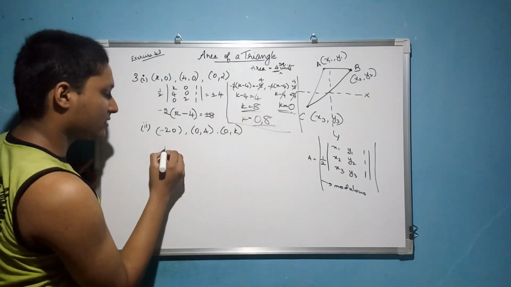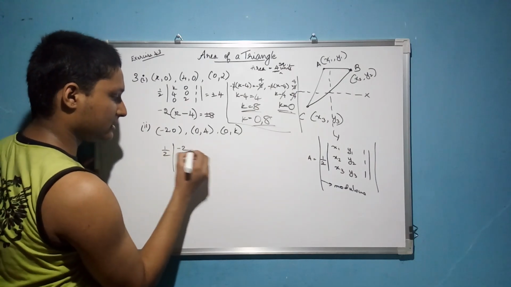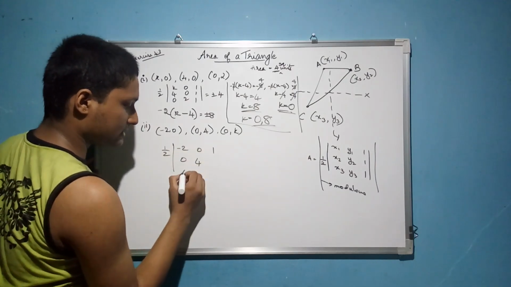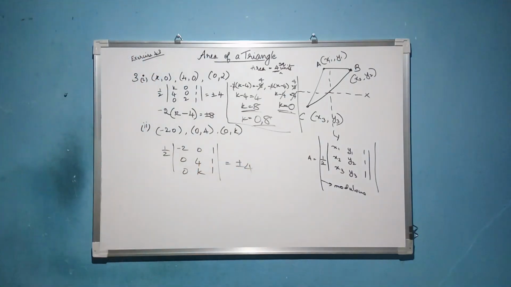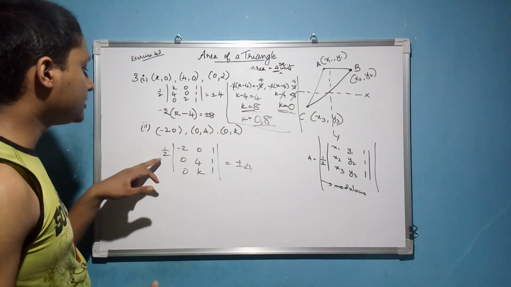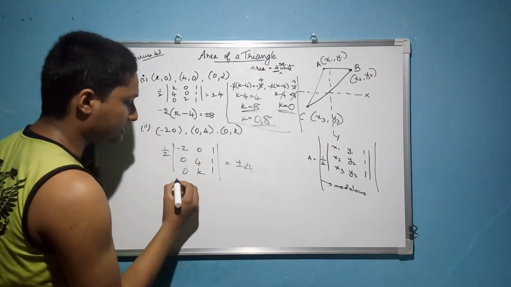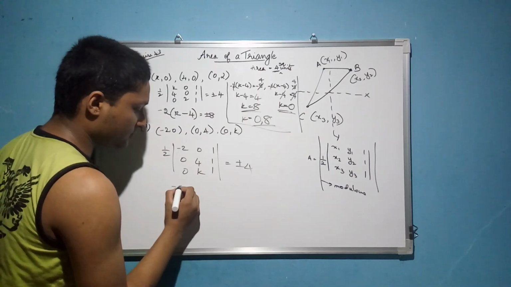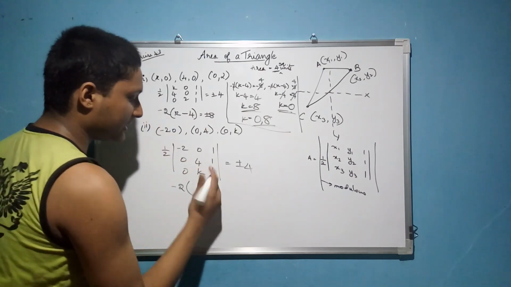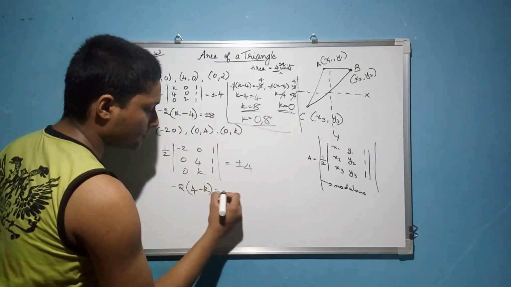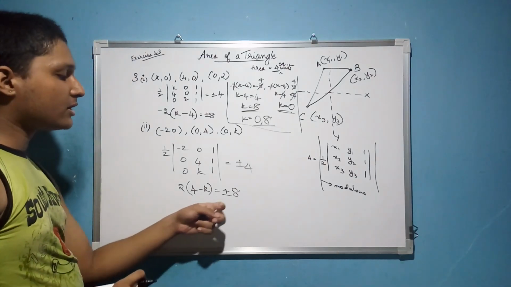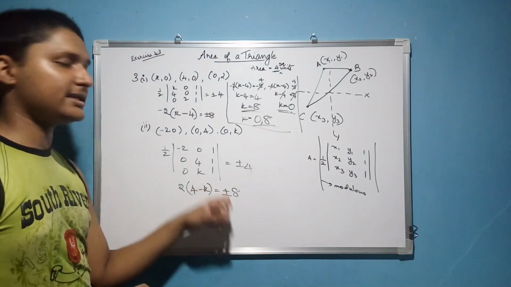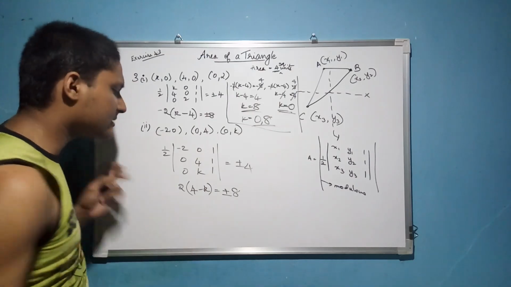The second part here is half into the determinant 0, 4, 1, 0, K, 1, 1, 1 equal to plus or minus 4. Now I need to take this 2 to the other side as I have done here, and then expand. So it is minus 2 into 4 minus K. 4 minus K is equal to plus or minus 8. If I take this minus sign across, it doesn't make a difference, because both cases are considered. From plus or minus, it becomes minus or plus, so the two cases remain the same.